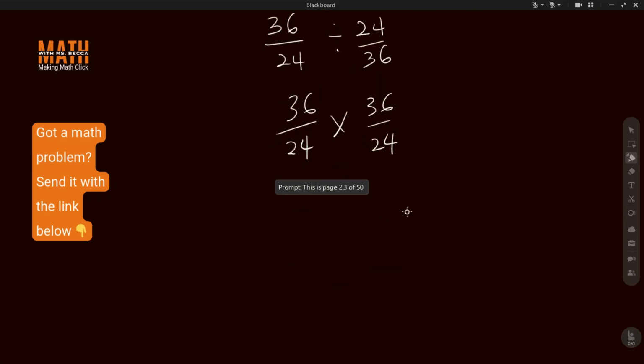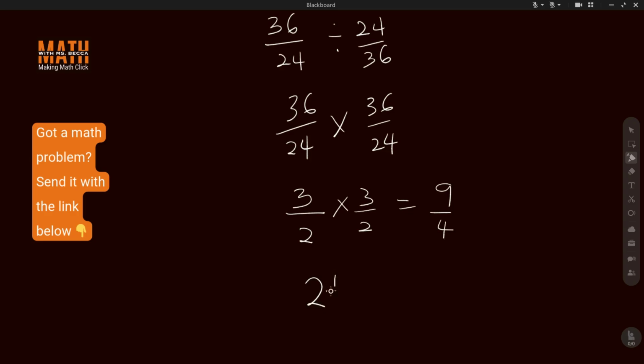Here 12 will go in 36 3 times, and 12 will go in 24 2 times. So we have 3 over 2 times 3 over 2, which will give 9 over 4. Then how many times will 4 go in 9? That's 2 times. So we have 2 whole number 1 over 4 as the answer.